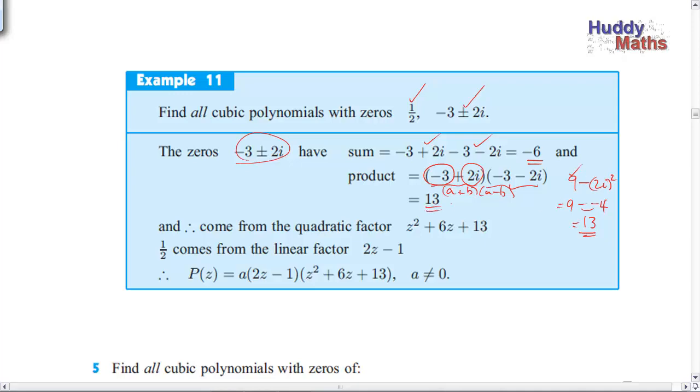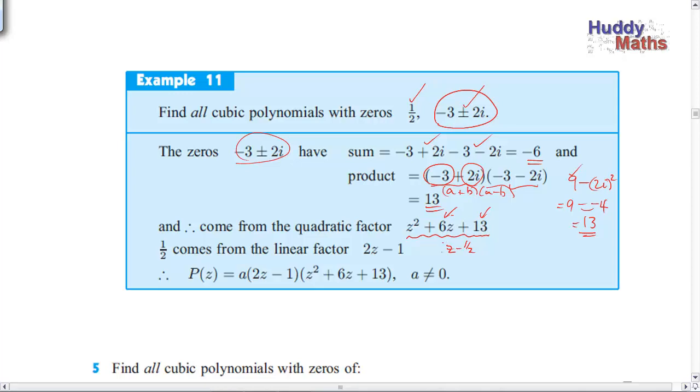And this was old stuff, because we know that if we have a conjugate pair for the solutions to an equation, then what we have is minus the sum of the roots and the product of the roots. They form a real quadratic factor. There's no i's obvious there. So we've made a quadratic factor out of that by looking at the sum and the product of the roots.